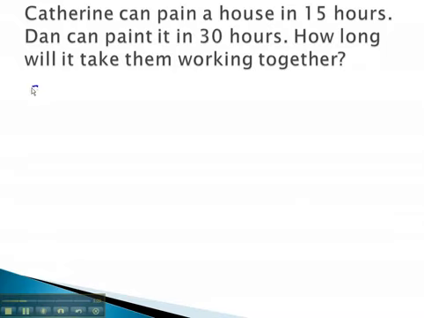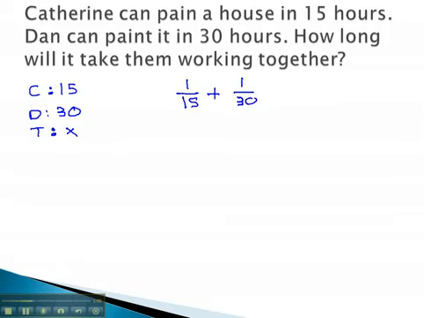Here we have Catherine, who paints a house in 15 hours. We have Dan, who does it in 30 hours, and we want to know how long it will take the team to do the job. We can set this up as a rational equation using the reciprocal of Catherine, 1/15, plus the reciprocal of Dan, 1/30, will equal the reciprocal of the team, 1/x.